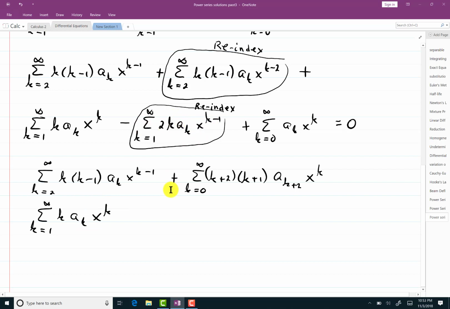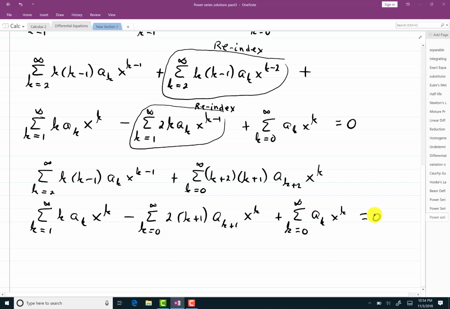This series, I'm of course re-indexing. So I'll start it at 0. And then the 2, of course, doesn't change. But this k will change to a k plus 1. This a sub k will change to a sub k plus 1. And then x to the k. And then, of course, this series here. And, of course, that all equals 0.